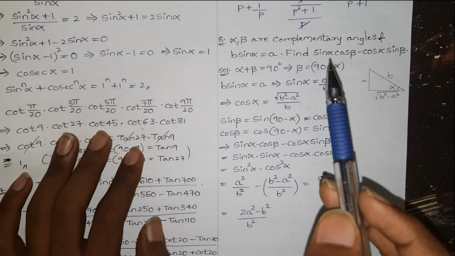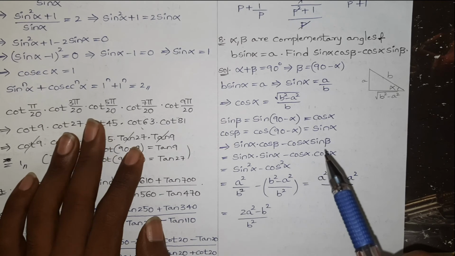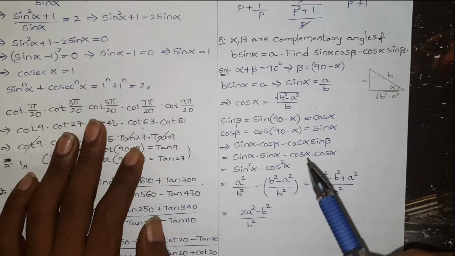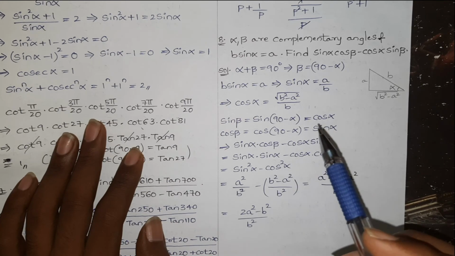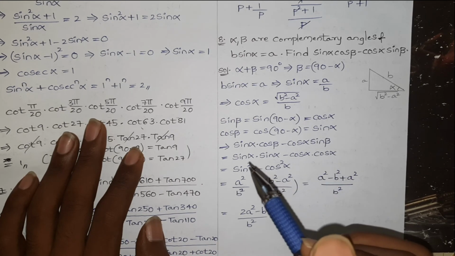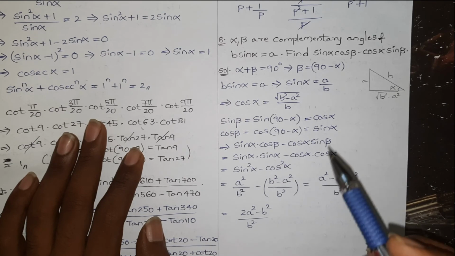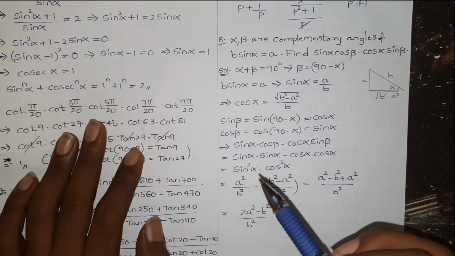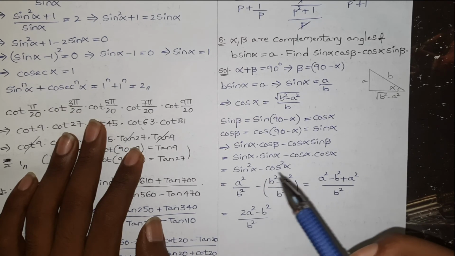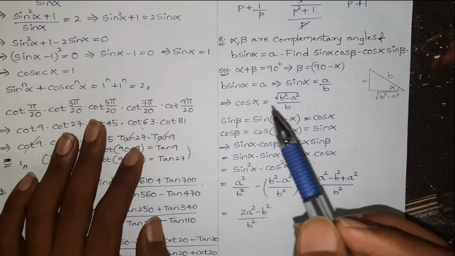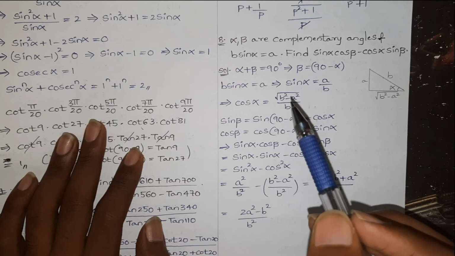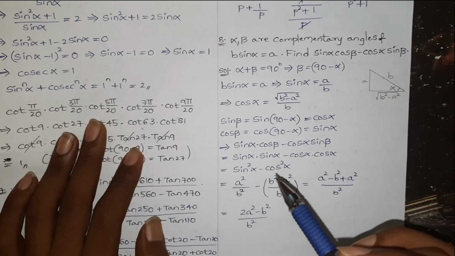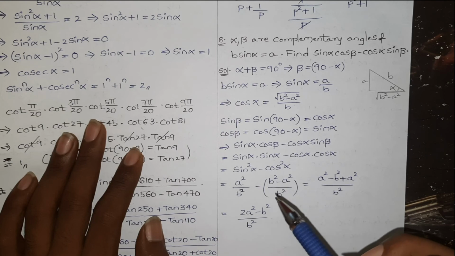Given sin alpha cos beta minus cos alpha sin beta, in place of cos beta we'll substitute sin alpha, and in place of sin beta we'll substitute cos alpha. So sin square alpha minus cos square alpha. We have the value of sin alpha as a by b. So sin square alpha is a square by b square, minus cos square alpha, we have the value of cos alpha as root of b square minus a square by b. So by squaring this, the root will be eliminated. So b square minus a square by b square.